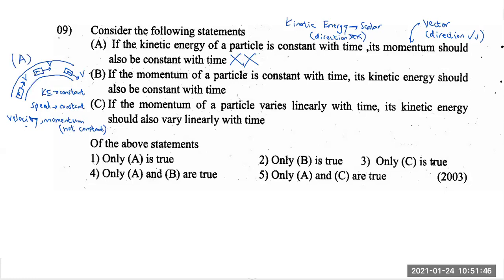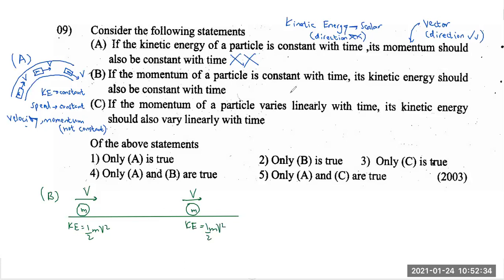Let's go to statement B. If the momentum of a particle is constant, the mass is anyway constant. Therefore, if a particle has constant momentum, it should definitely have a constant velocity. By that I mean it should move at constant speed in the same direction. The velocity can't change, the direction can't change, the magnitude also can't change. Therefore, what is the kinetic energy? Definitely half mv square, because both m and v are constant for case B because momentum is constant. Therefore, B should be correct.